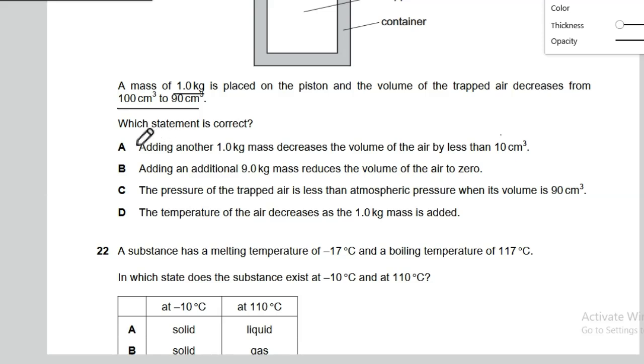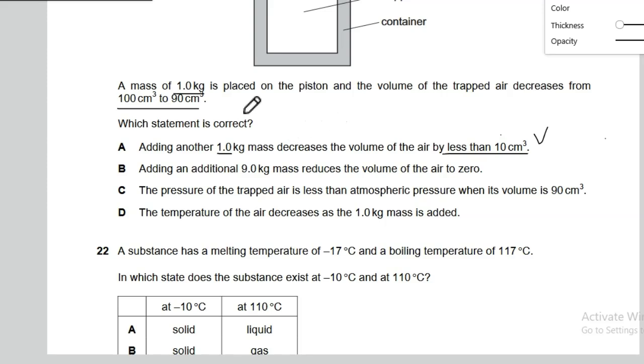Which statement is correct? A. Adding another 1 kg mass decreases the volume of the air by less than 10 cm3. So this is correct and let me explain why. It's because when you first try to compress the gas, the particles are further apart and then they come even closer. Now to compress the gas by another 10 cm3, you will have to apply more mass on top of the piston. And that is because the closer the particles are, the harder it is to squeeze them further together.